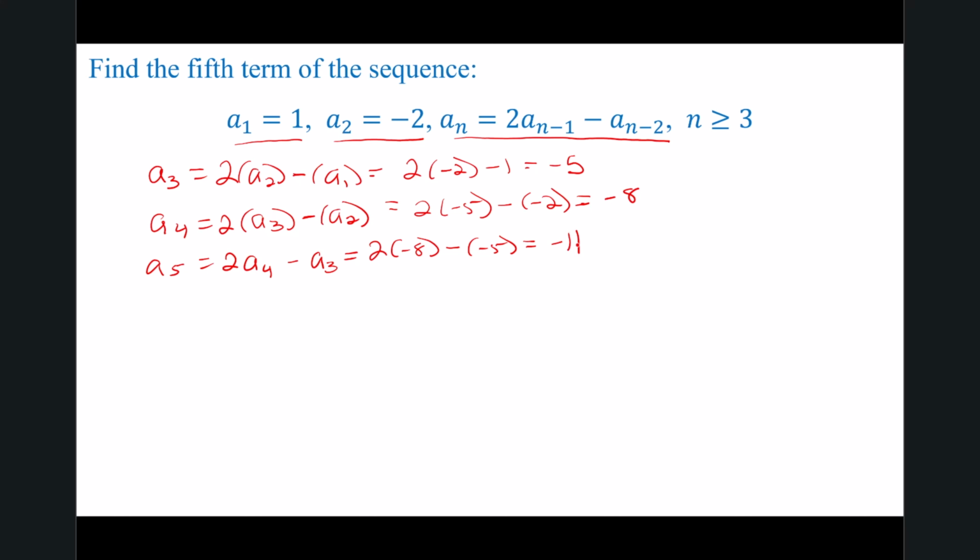Notice that to find the fifth term, I first had to find the third term, then the fourth term, and then the fifth term. So this recursive formula tells us how to go from one term to the next, but it wouldn't be very efficient if we needed to know, say, the 50th term, because then I'd have to go to the third term, fourth term, fifth term, sixth term, all the way to the 49th term, and that would take time. So the recursive formula is great, not always the most efficient.